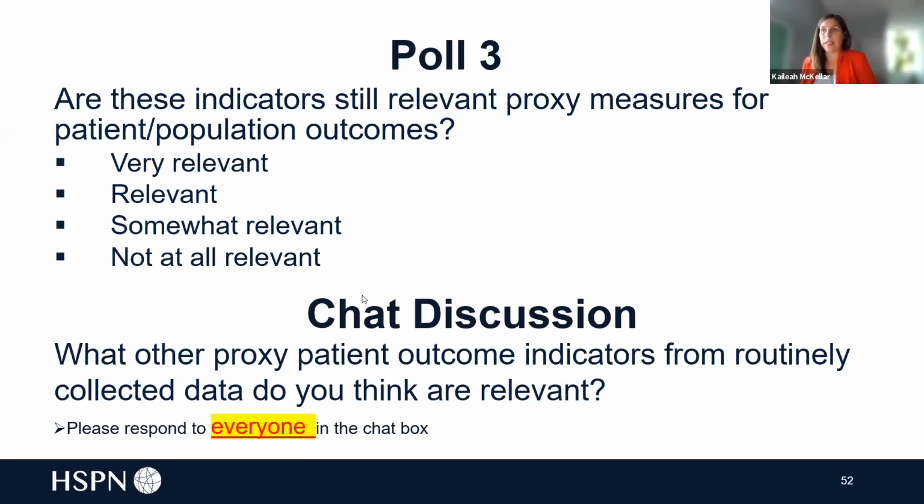So we have a poll running here, but we also have a question for you, if you can answer it in the chat: what other proxy patient outcome indicators from routinely collected data do you think are relevant? Is there some key indicator that you find particularly relevant for your OHT, your priority population, or broadly? Interesting. Polls going. We'll give it maybe 10 more seconds, hopefully, for people to respond to that poll.